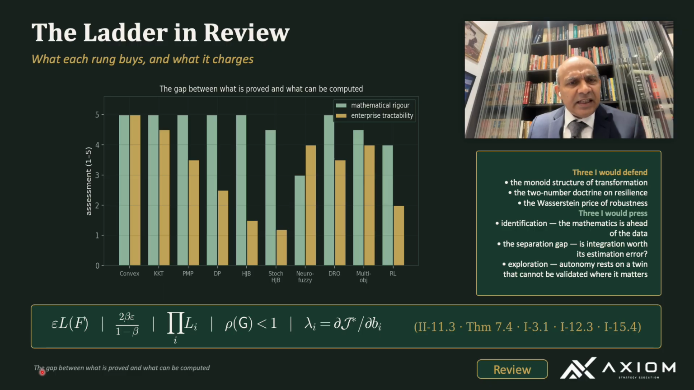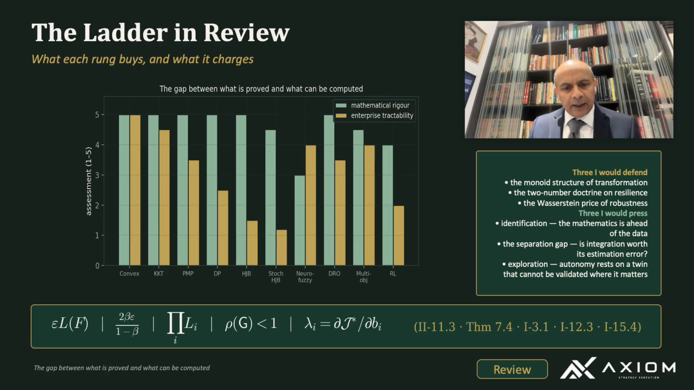At the bottom, we see the equations here. Epsilon L of f is the robustness penalty. 2 beta epsilon divided by 1 minus beta, that is the policy error bound. Then we have the capital Pi L sub i, the cumulative transformation sensitivity. And we have the rho of G being less than 1, that's the systemic stability condition. And finally, we have lambda of i, which is the shadow price of constraint i.